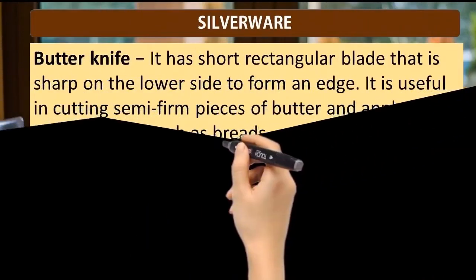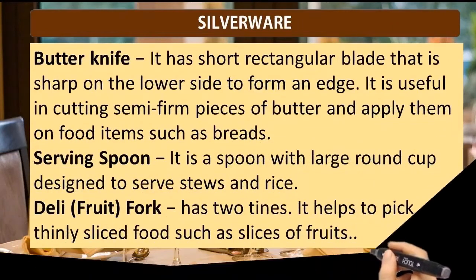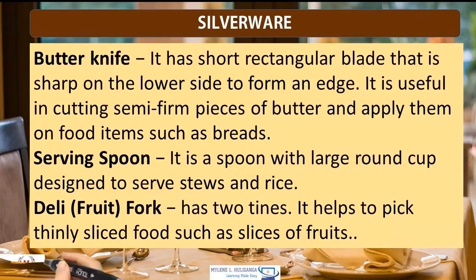The butter knife. The butter knife has a short rectangular blade that is sharp on the lower side to form an edge. It is useful in cutting semi-firm pieces of butter and applying them on food items such as breads. The serving spoon. The serving spoon is a spoon with a large round cup designed to serve stews and rice.